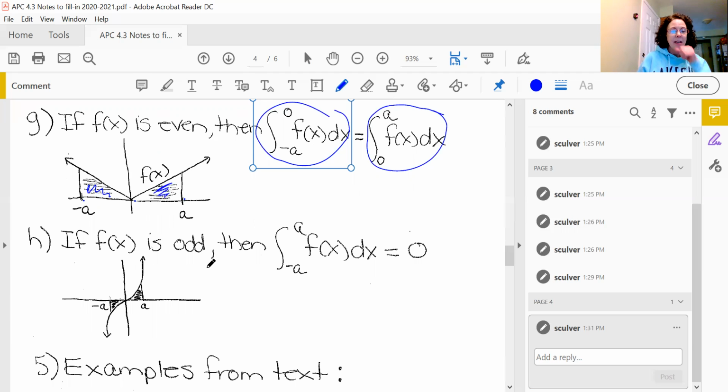Now, if the function is odd, like this is pretty much the y equals x cubed function, then the area from negative a to a that you see here of the function will be 0, right? Because we have a negative area here, a positive area here. Due to symmetry, they are the same area and they will net out to 0.